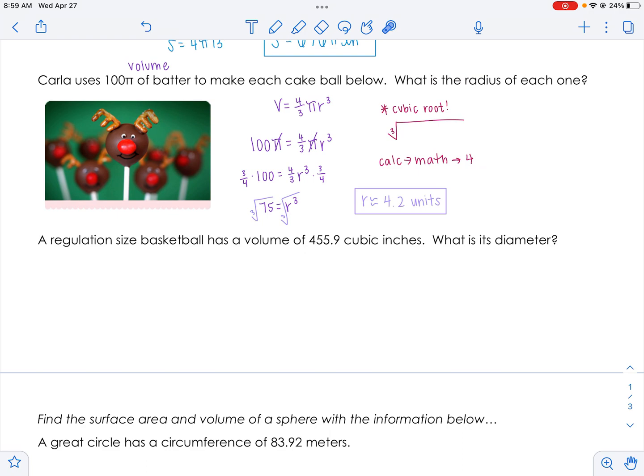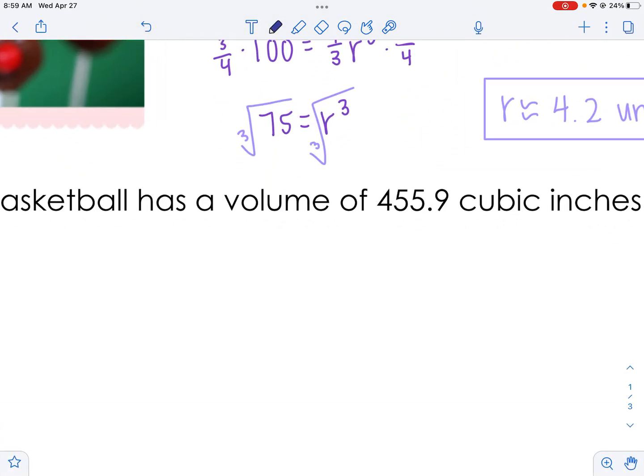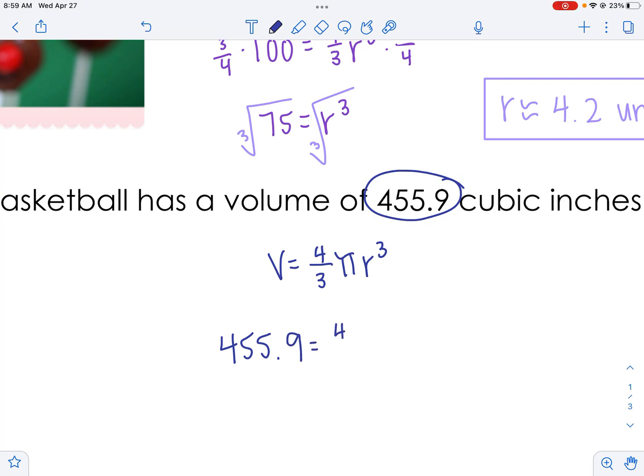A regulation-sized basketball has a volume of 455.9 cubic inches. What is its diameter? Well, if we can work backwards and get the radius, we can get the diameter. So it talks about a basketball, which is a sphere, and its volume. The volume of a sphere formula is 4/3 pi r cubed. They told me what the volume was. It was 455.9. So 455.9 equals 4/3 pi r cubed.